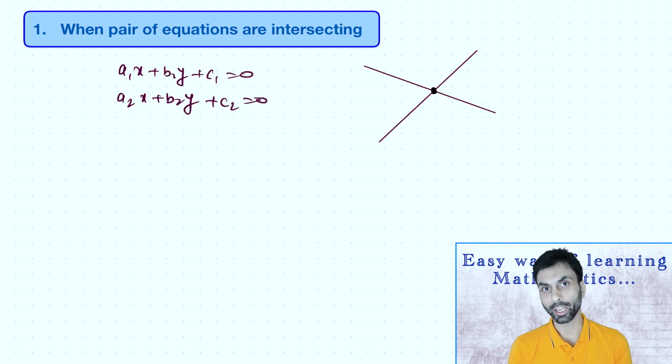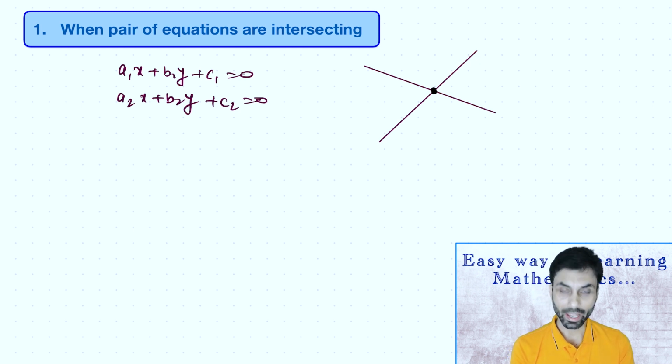Now again, to recall, we have studied earlier in ninth that a linear equation in two variables has infinitely many solutions. But when we talk about a pair of equations, then as three situations arise, we'll get three different conditions, and based on that we'll decide what type of solution we'll get.